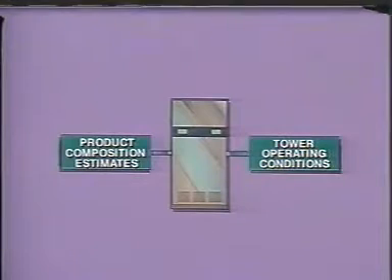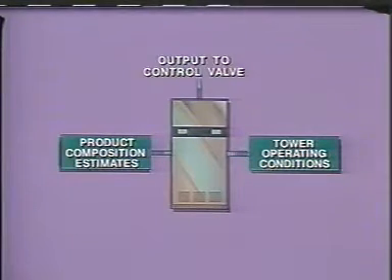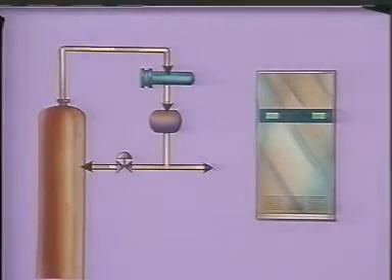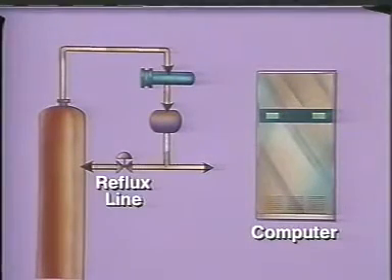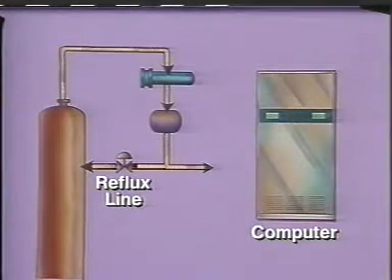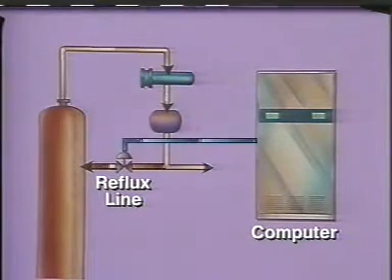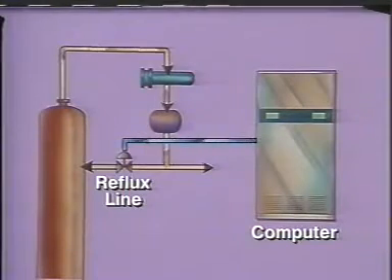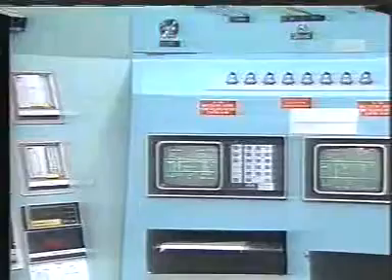Based on this comparison, the computer adjusts tower variables so that the products will meet specifications but not greatly exceed them. This saves energy and maximizes capacity. If there is a change in the condition of a process variable, like reflux temperature, the computer immediately calculates how this change will affect product composition. The computer can then adjust the tower operation to keep the column producing on-specification products at the lowest possible cost.